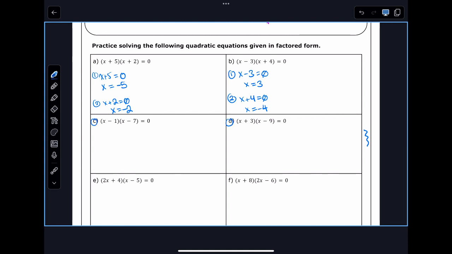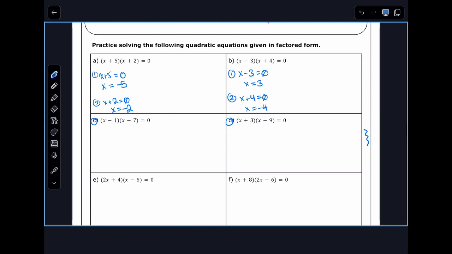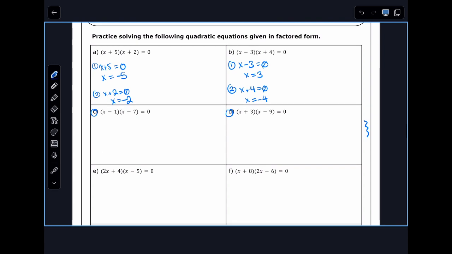I'll trust if you didn't do C and D on your own, that's fine, you can try it now. But I'll just give you quickly the zeros where x is equal to 1 and x is equal to 7. And if you didn't try it yourself, double check later for homework. Then for D, the first 0 was -3, and then the second one was 9.